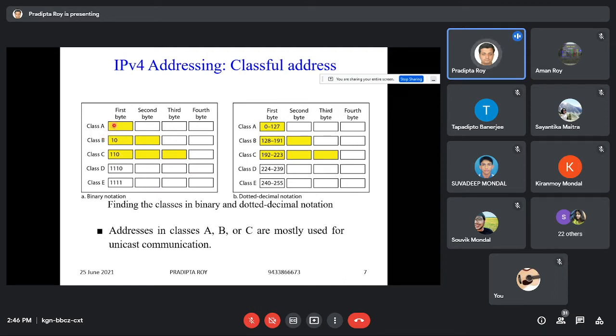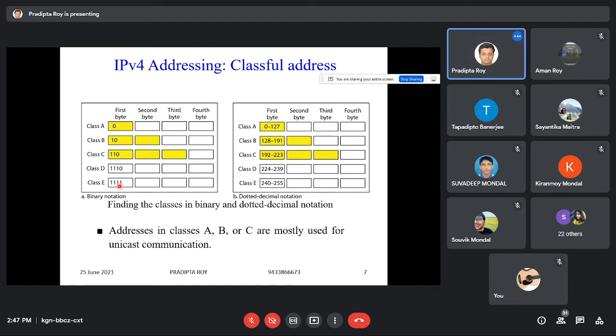If the IP address is in class A, in the binary notation the first bit of the first byte is always 0. For class B, the first two bits of the first byte are always 1 0. For class C, the first 3 bits of the first byte are always 1 1 0. For class D, the first 4 bits of the first byte are always 1 1 1 0. And for class E, the first 4 bits of the first byte are always 1 1 1 1.